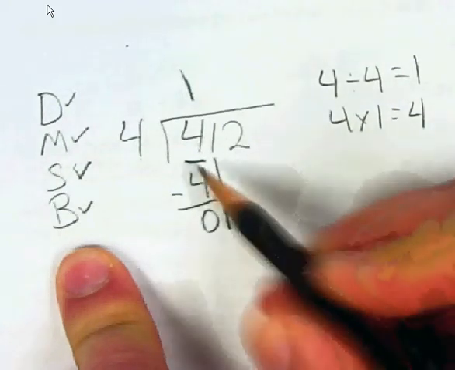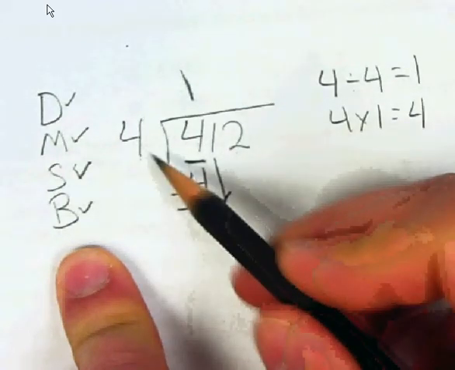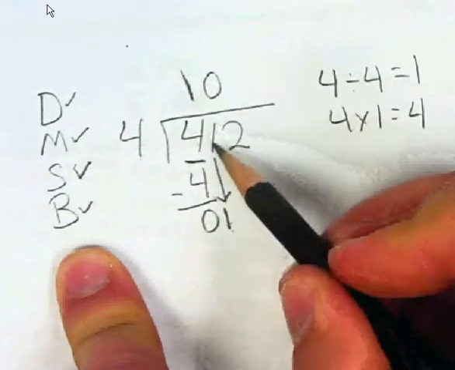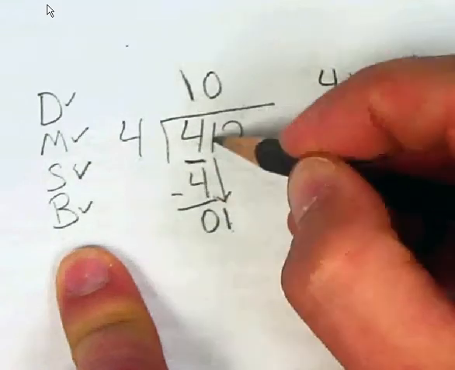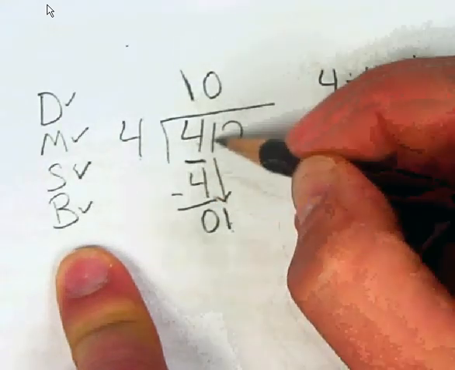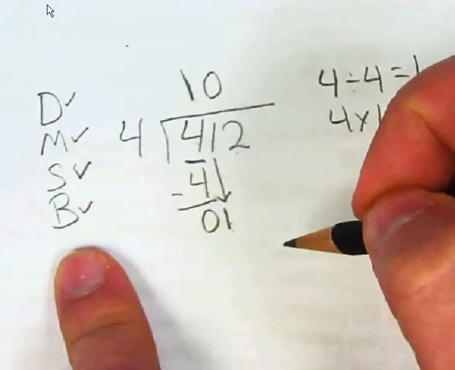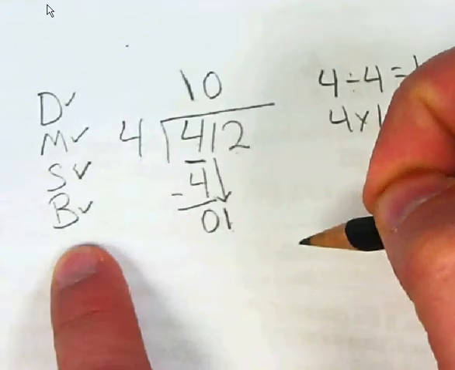Now, obviously 4 does not go into 1 at all. So 1 divided by 4 has to equal 0. Now please remember to write your problems very neat. Put your digits in the correct columns, so the hundreds place, the tens place. If you start writing sloppy, then you're going to get the wrong problems. You've got to be very careful and make sure that you're writing your numbers extremely neat.